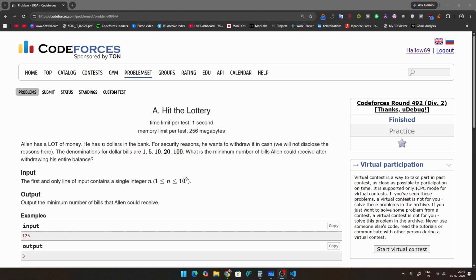We're doing Codeforces problems in Python. By the way, today's episode we're going to do problem 996A, which is called Hit the Lottery. Let's go ahead and read through this problem and then attempt to solve it.